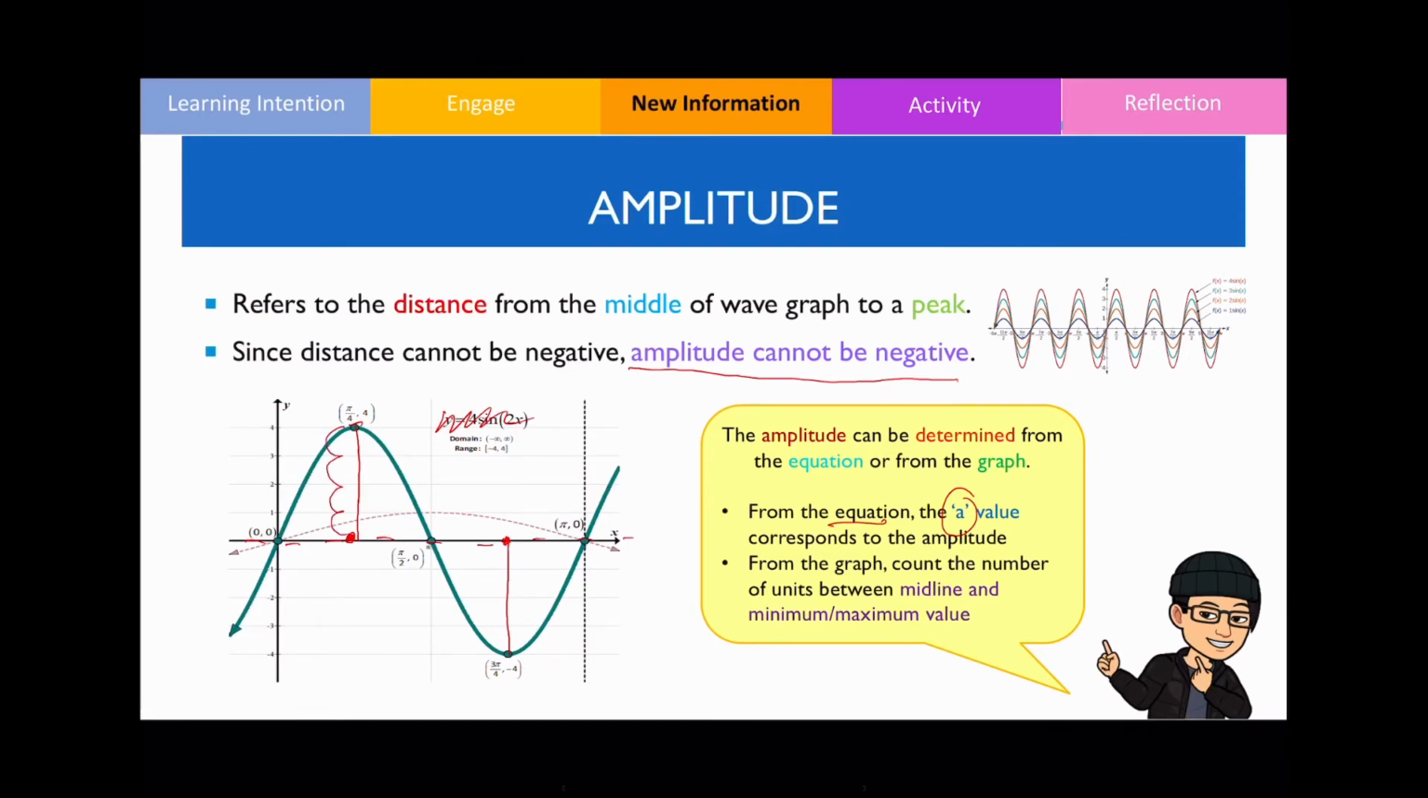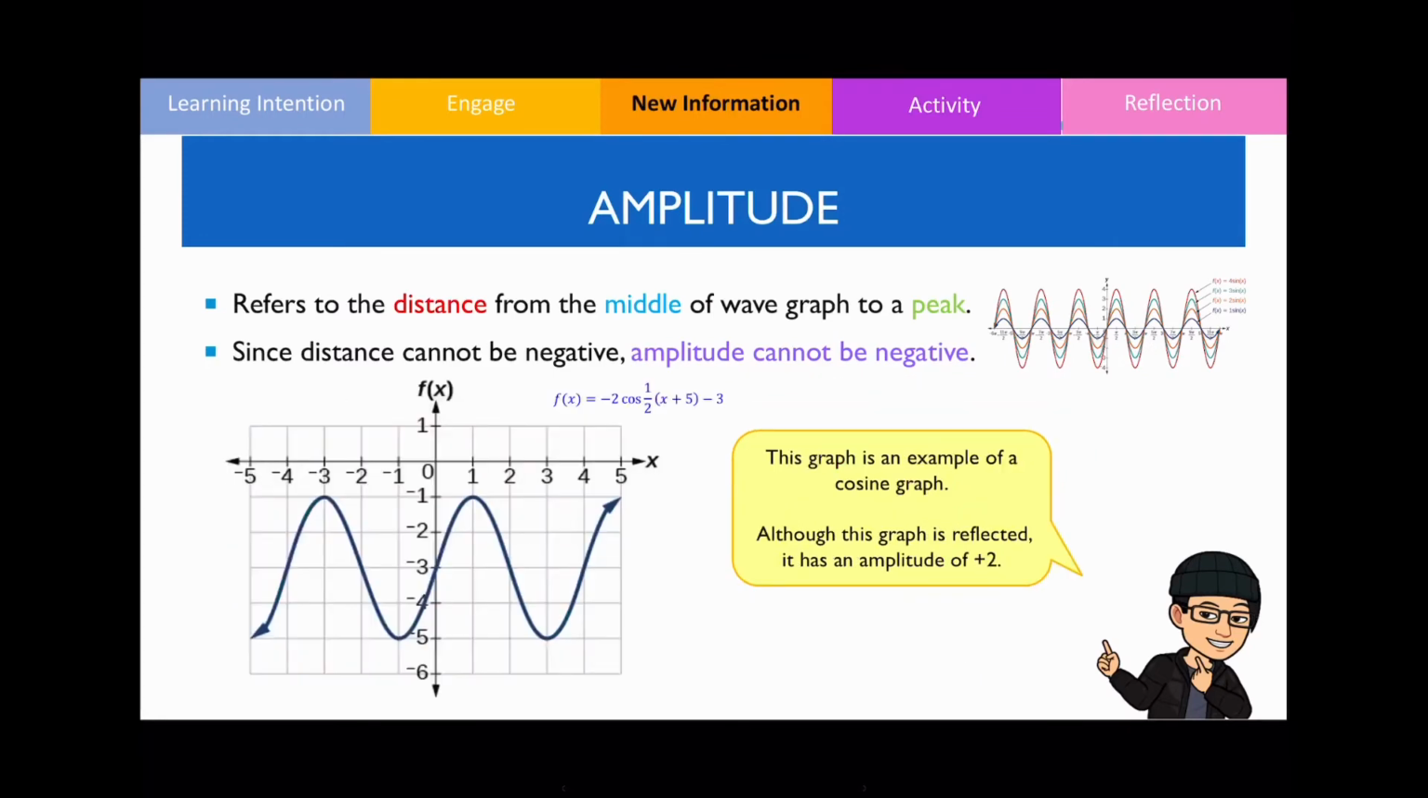But what would happen in a more complex example when you've got a vertical translation? Let's say this example over here. Again, it's given me the equation already, so I can easily say that my amplitude is going to be positive 2, although there's a negative sign here. Remember, amplitude is a distance, so therefore it's always going to be positive.